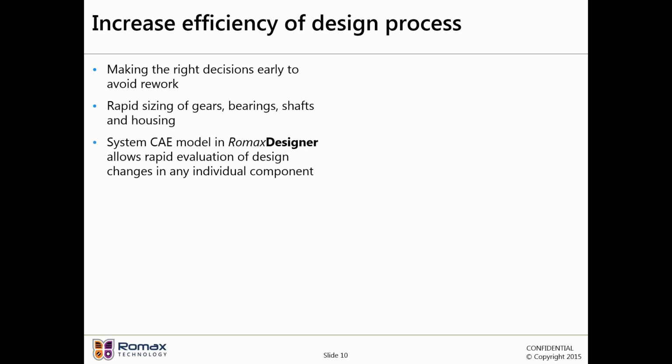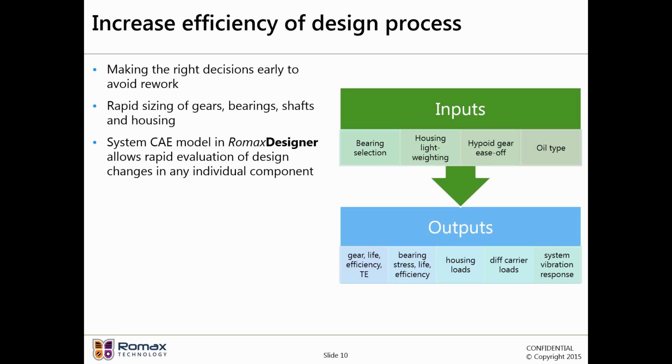And then with the tools that Romax Designer have developed, the system computer-aided engineering model allows very rapid evaluation of design changes in any of the components, like the carrier, housing, or bearings. You can quickly re-import a design change or change it within the system model itself, and then see the effect on all the inputs and outputs, like I've shown here.